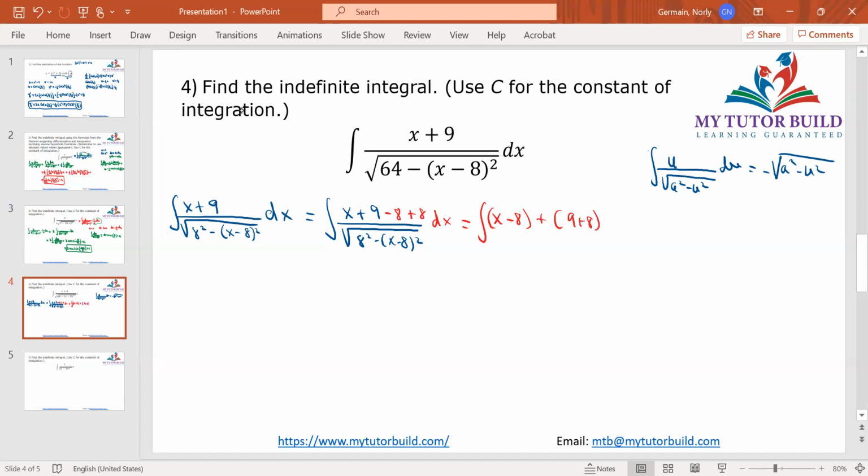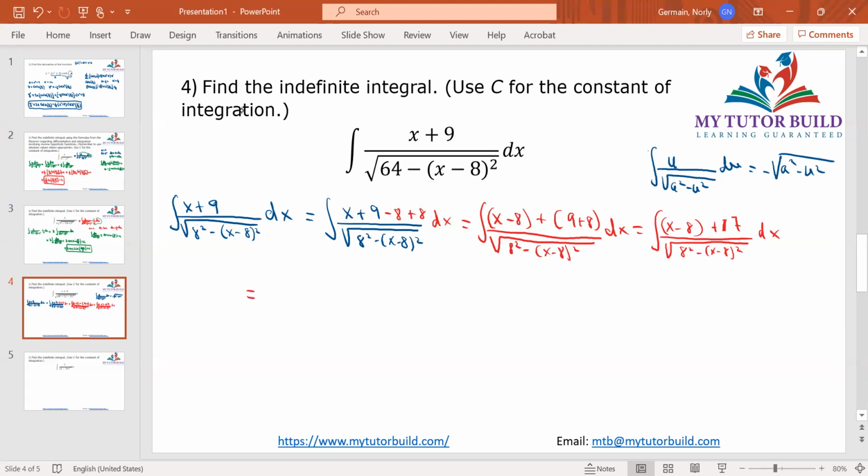Remember, 8 minus 8 doesn't change anything because it's like 0, but it's very important for me to show that I will have a u over square root of a square minus u square. So the term in the denominator stays as is, dx. Now, we can rewrite it as x minus 8 plus 17 over square root of 8 square minus x minus 8 dx.